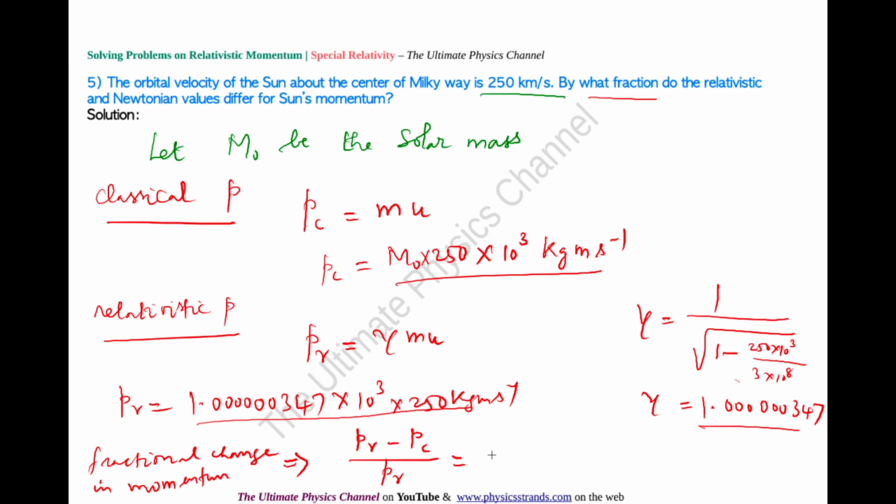If I do that, I'm going to get 3.469, because there is a small difference, right? Into 10 power minus 7. Because the difference alone is 3.47 into 10 power minus 7, but you are dividing it by PR, and the PR is again 1.000000347. So that value, if you divide in the denominator, you get this value for the fractional change. So this is the fraction by which the classical and the relativistic momentum values differ.